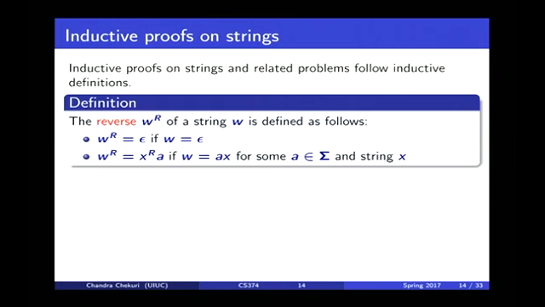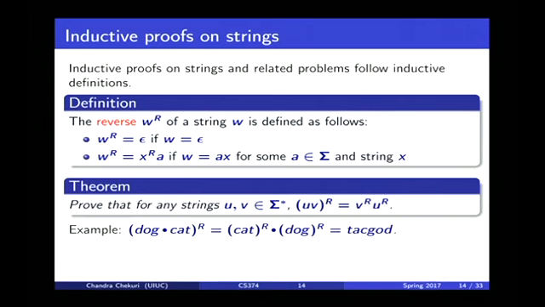Now I want you to prove this theorem, a simple theorem. For any two strings u, v, the reverse of uv is v reverse u reverse. Is it obvious? I mean, you can see it, right? If you play with things, oh sure, right? But I don't want you to see it, I want you to prove it.